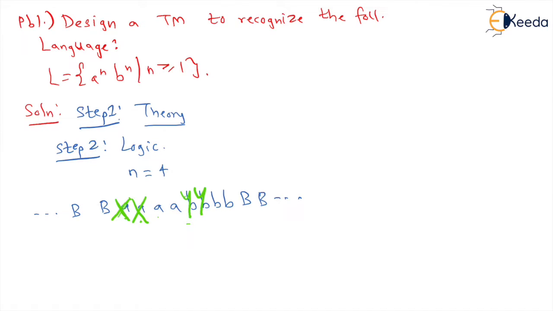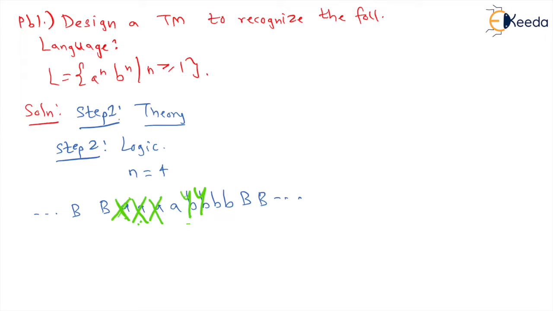Bypass it. Further 2 A's, bypass it. Keep on bypassing everything till you get the first capital X. I'm talking of the first capital X. And the moment you get the first capital X, keep the capital X as capital X and move to the right. And now you will be getting another A.